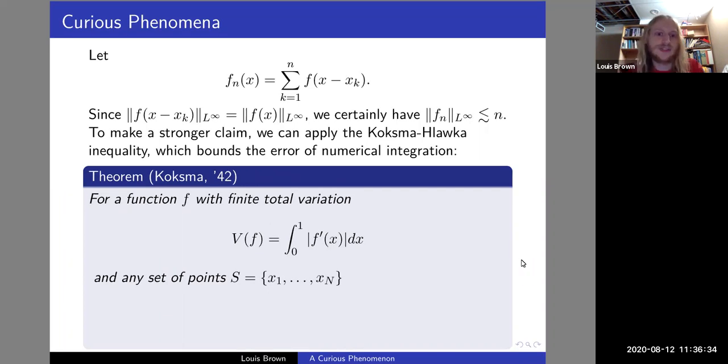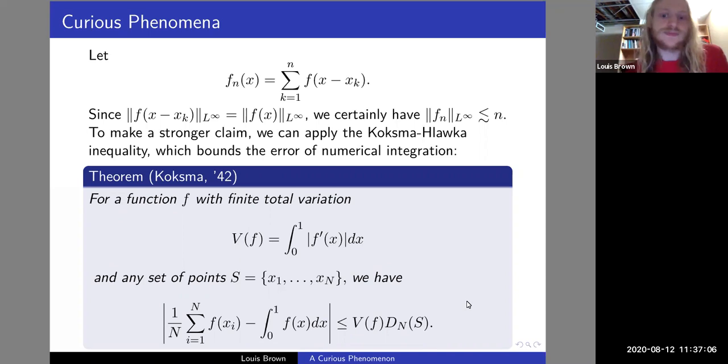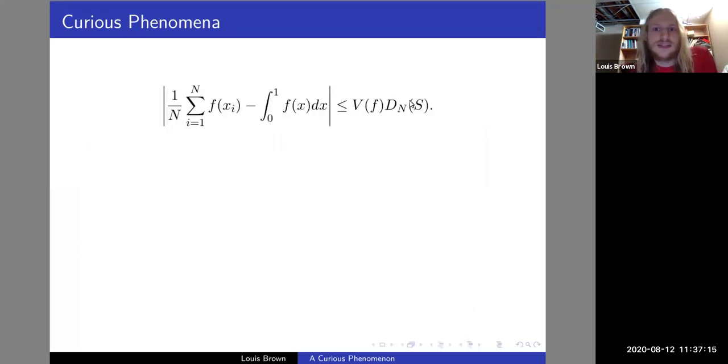And if we have any set of points, S equals x1 through xn, then we're going to have that the average of the values of f over the points xi minus the integral from 0 to 1 of f of x dx is at most the variation of f times the discrepancy of the set S. So remember, this is the numerical integration we saw earlier, and this is the extra condition we need for it to work, that f has finite total variation. Okay, so now we need to figure out how we can apply this to our setting. So here's the inequality again.